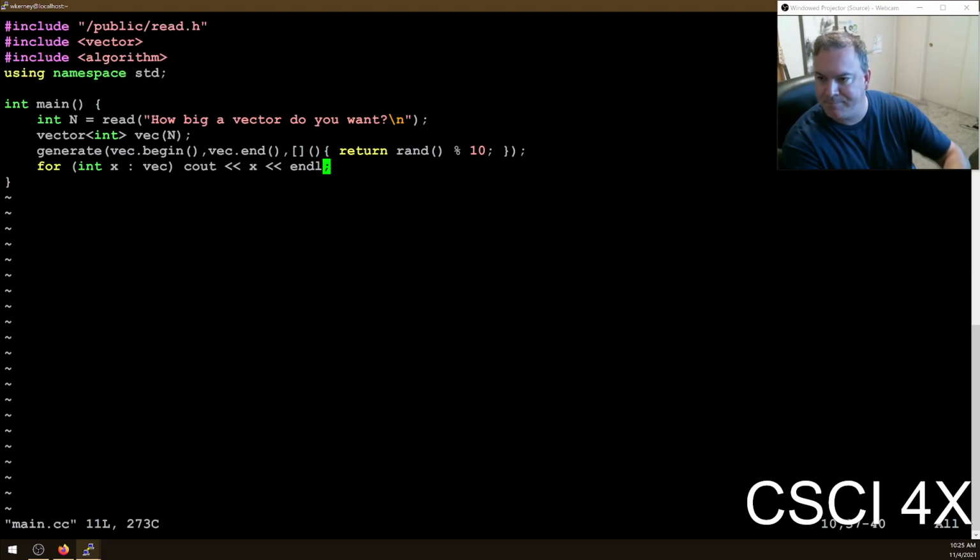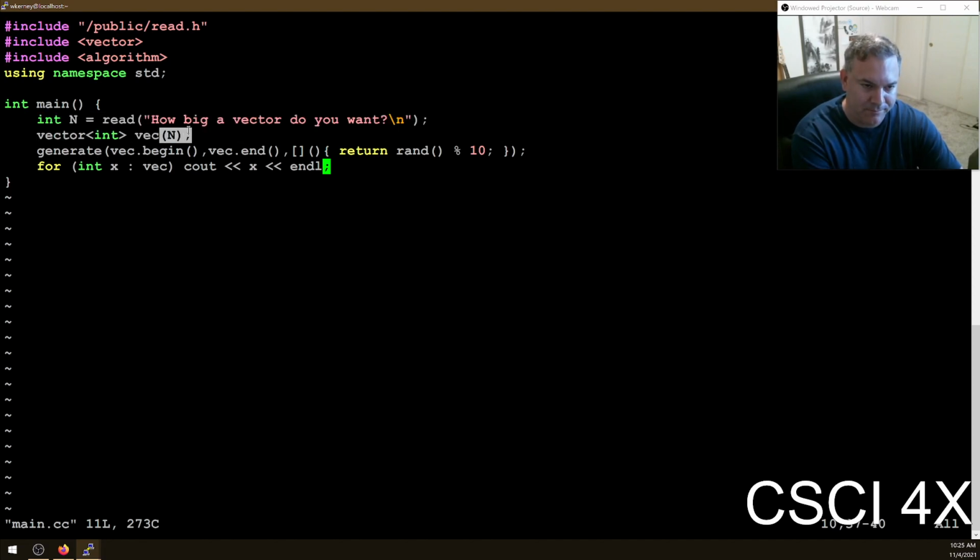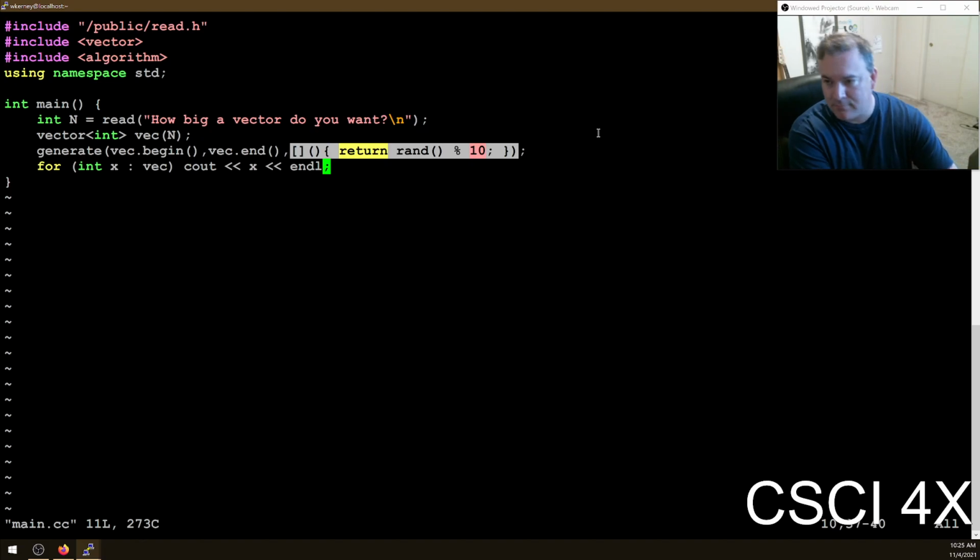So what's going on here? So this is my read library, which just simplifies the input. This makes a vector of size n. It's a vector of integers of size n. This generate function here is going to say from the beginning of the vector to the end of the vector, run this function and put into each spot of the vector the result of this function. Couldn't you use generate? Yes, I use generate.